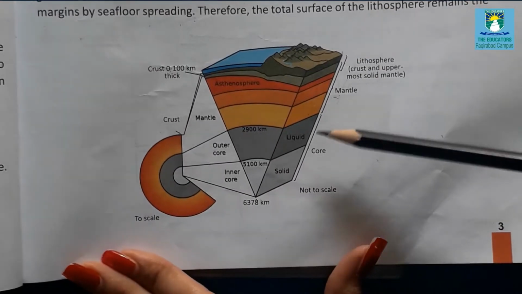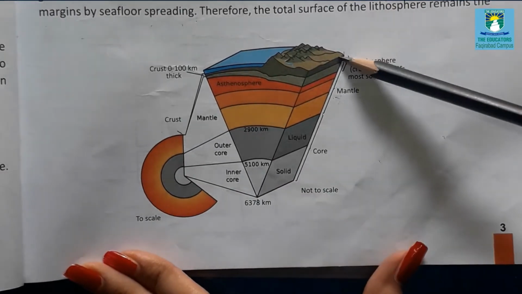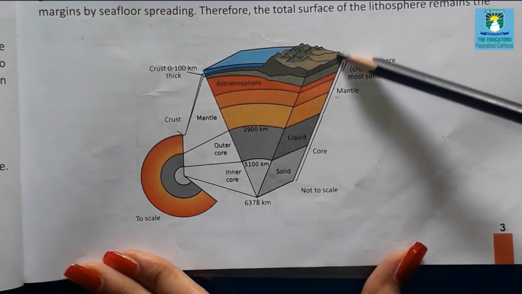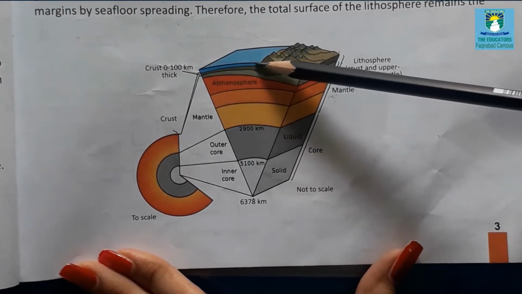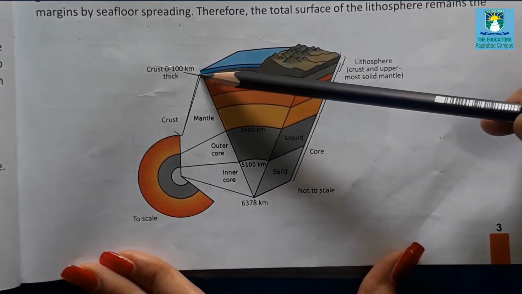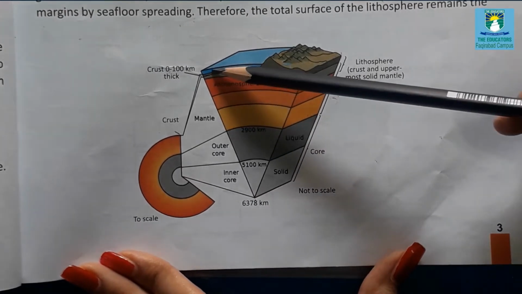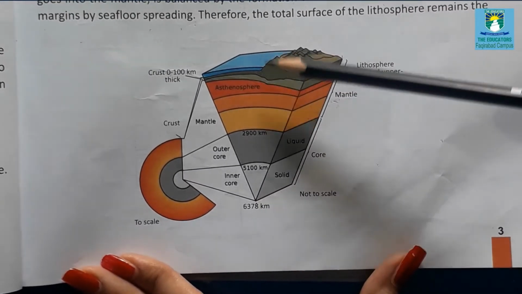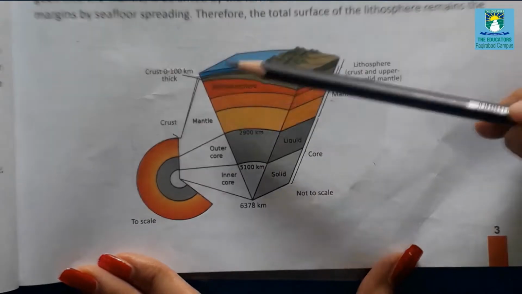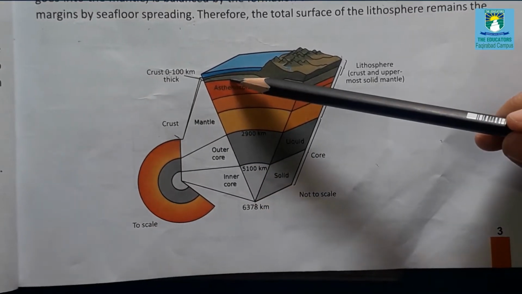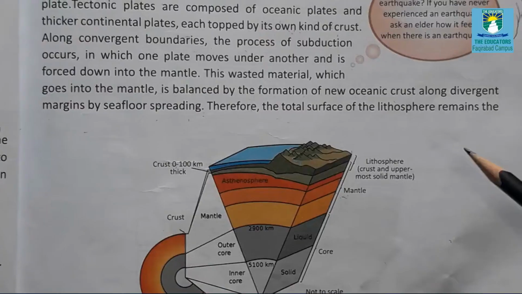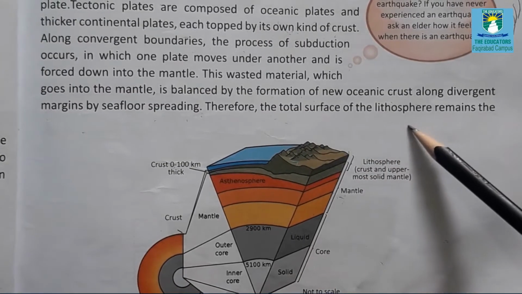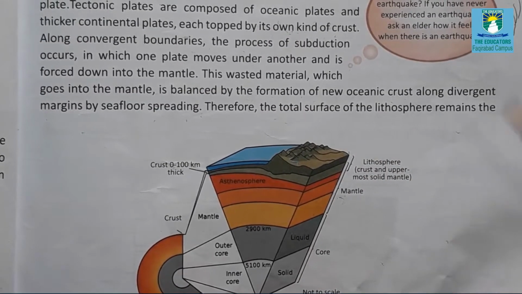Now look at the diagram. If the crust layer goes into the mantle layer, some waste material is formed. As you can see here, this is the waste material. So this waste material can form new oceanic crust. Means new crust is formed at the top of the ocean. So this waste material is now balanced because it has formed a new layer at the top of the ocean. Therefore, the total surface of the lithosphere remains the same.